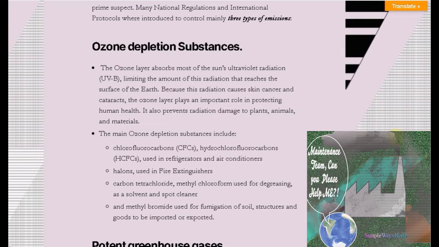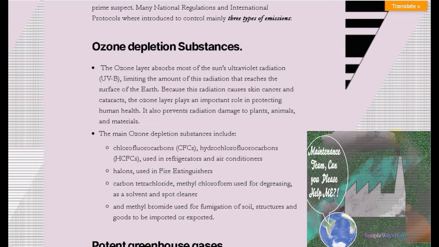The main gases affecting the ozone are the chlorofluorocarbons, which come mainly from refrigeration and air conditioning; the halons, which are used in fire extinguishing; the carbon tetrachloride and methyl chloroform, which come from degreasing agents like solvents and cleaners; and the methyl bromide, which is used in fumigation of soil and structures and of goods to be transported. You can think about it like exporting and importing vegetables or fruits. They travel long distances, so they are subject to fumigation, and this fumigation removes any parasites, bacteria, or other unfavorable living forms on the fruits and vegetables or any other goods that are transported.